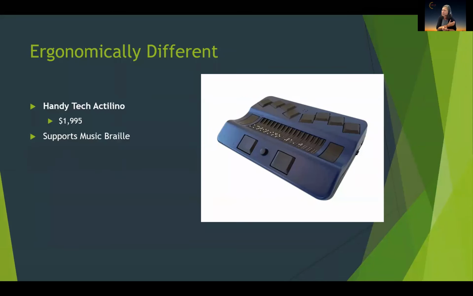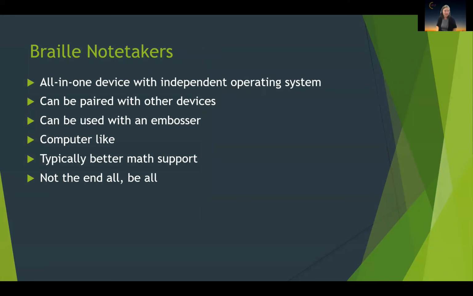It's $1,995, but something that also sticks out to me about this device is it supports music braille, which I thought was really cool. So if you have a student who's just excelling in music and that's their goal in life, this might be a tool that meets that task, something that they need to access. But you would have to look at the other components as well to make sure it meets your students' needs. So pretty honorable mention there for the Actilino.